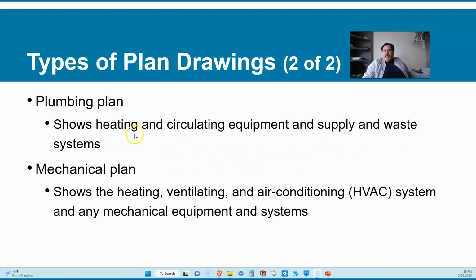And then heating and circulation, right? Your HVAC, heating, ventilation, and air conditioning equipment. And a mechanical plan shows you your HVAC. So your heating and circulating equipment would be water then in that case. Water circulating equipment, hot water, because now you have your mechanical plan, which shows your HVAC system and mechanical equipment in that sense.